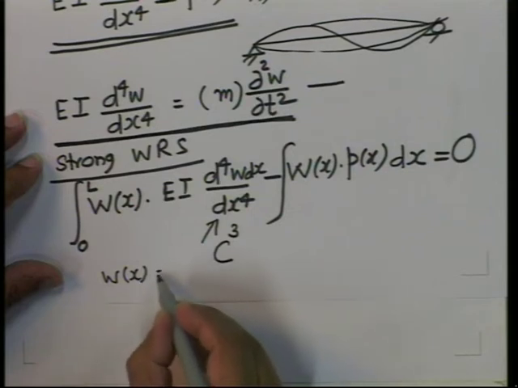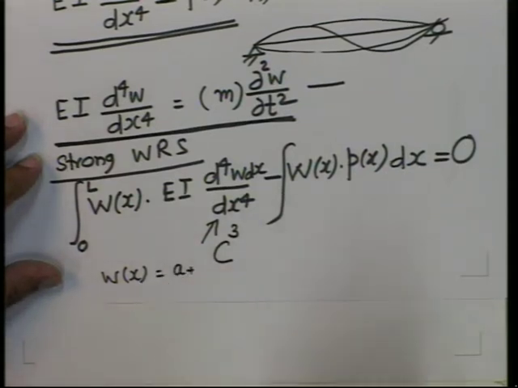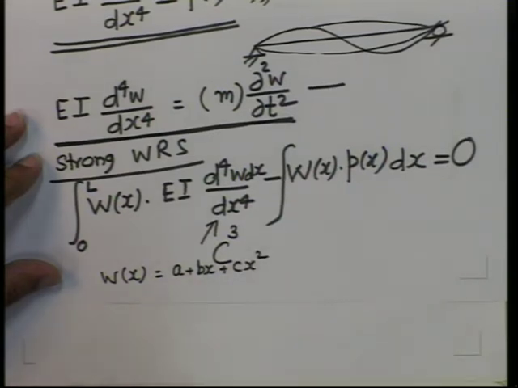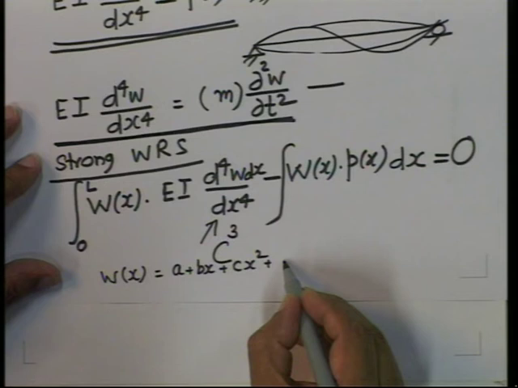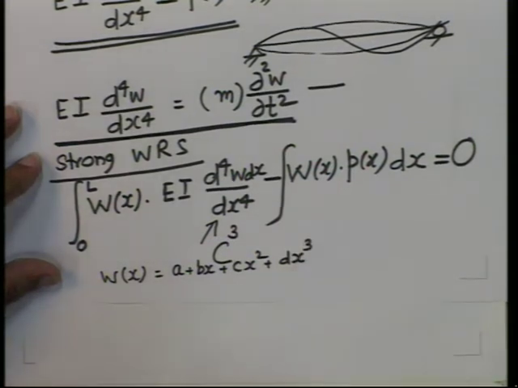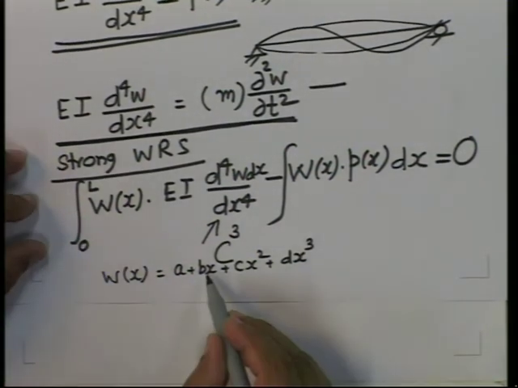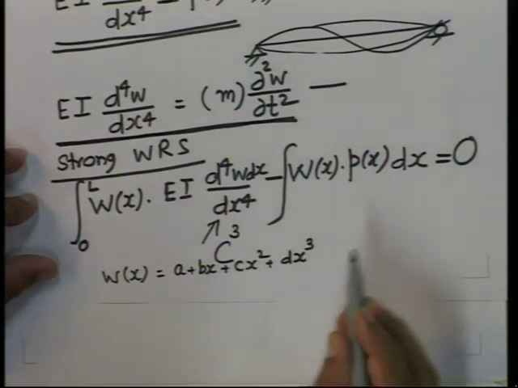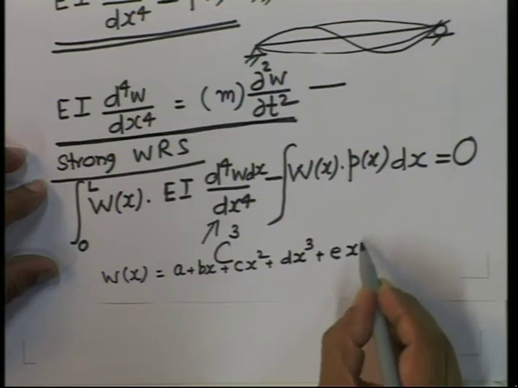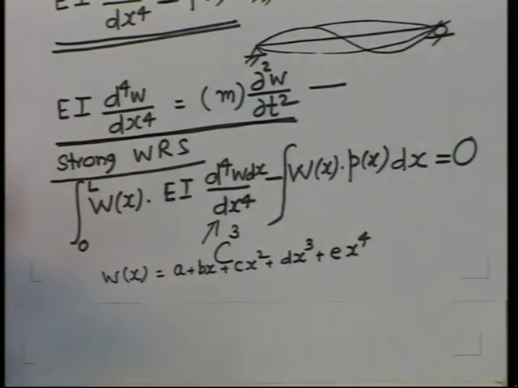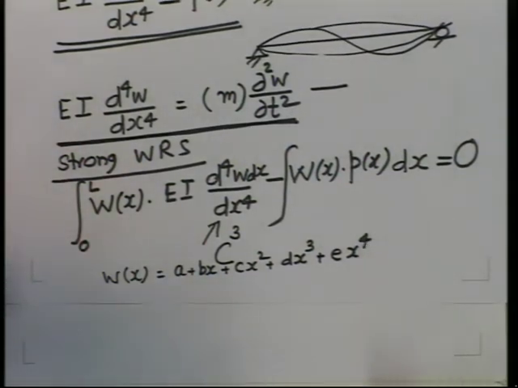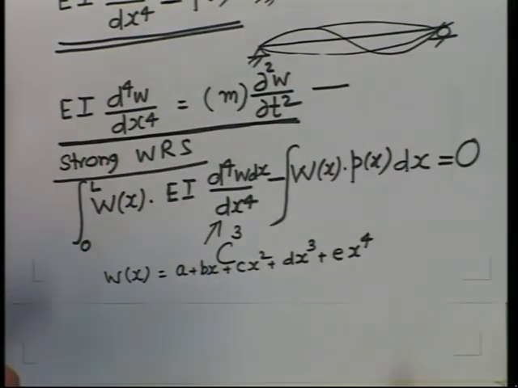I cannot take A plus Bx, even A plus Cx square, or even Dx cube, because of the third derivative, first derivative, second derivative. So, the minimum requirement is that we must take a quartic polynomial in order to evaluate this integral.